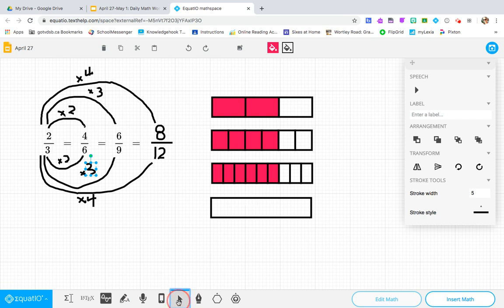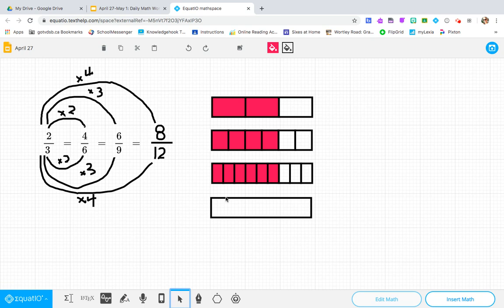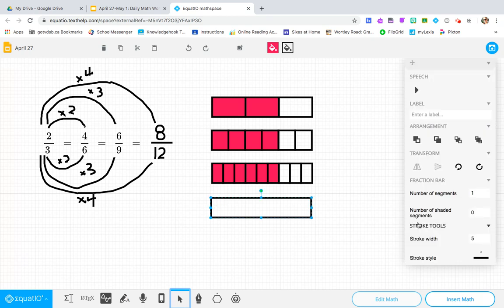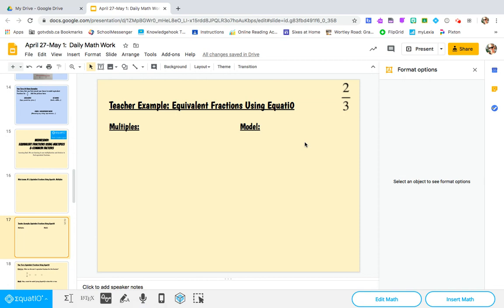Now I did leave down here our last rectangle just to check our answer. So let's take our last rectangle here and make that one have the 12 segments that we just decided it should have. And let's color in or shade in 8 of those 12 segments. And look, you can see in our model that we have found the next equivalent fraction to 2/3. We will insert this back into our document, back into our Google slide, as proof of how to find equivalent fractions using multiples.